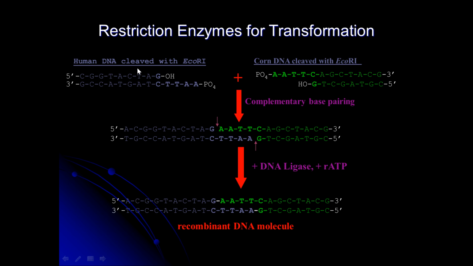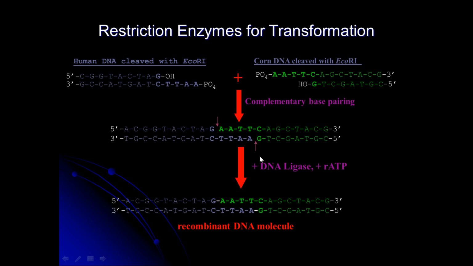This is human DNA cleaved with EcoRI. Corn DNA cleaved with EcoRI. Remember one thing also: when we use the process of transformation, then donor and recipient DNA will both be cleaved with the same restriction enzyme, not with a different restriction enzyme. So human DNA is cleaved with EcoRI and corn DNA is also cleaved with EcoRI. This is the human DNA, this is the corn DNA, and each has a site for EcoRI and is cut at that site.